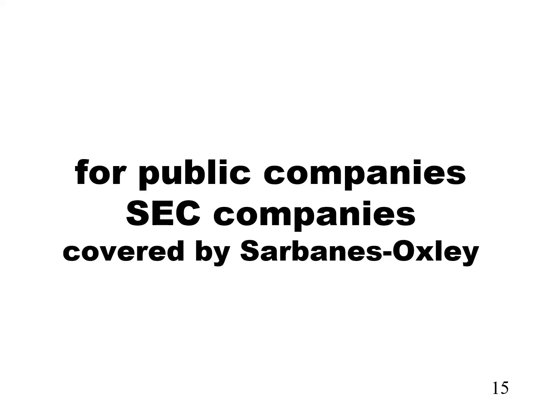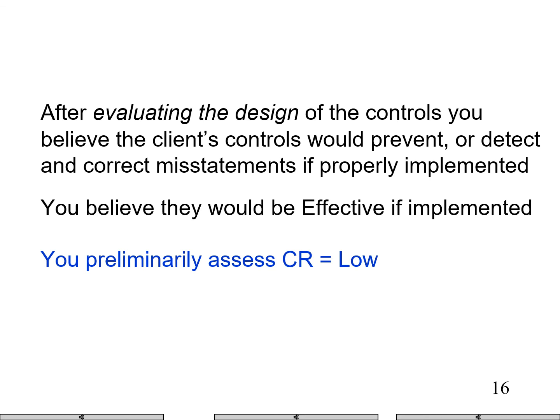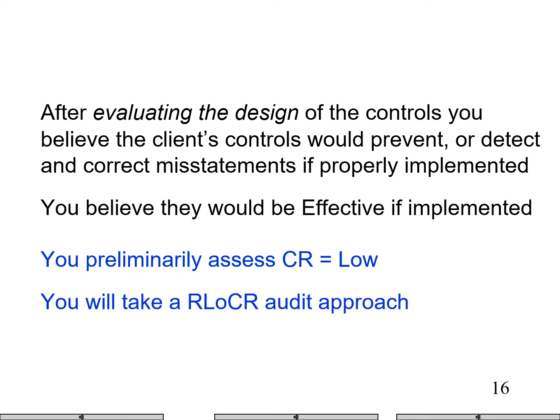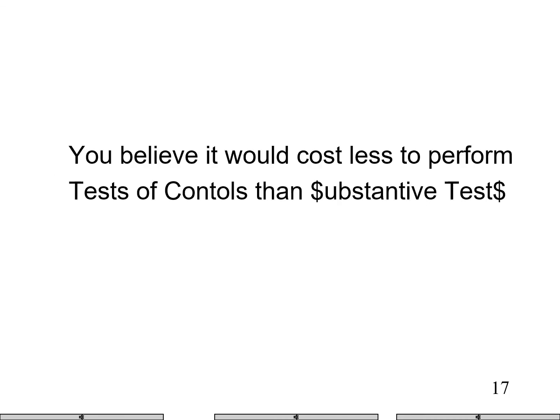Public companies. These companies are covered by Sarbanes-Oxley. They file with the SEC. After evaluating the design of the controls, you believe they would prevent or detect and correct. We believe they will be effective. We preliminarily assess control risk is low. We're going to take a reduced level of control risk approach. You believe it will cost less to perform tested controls. Good, that's what we're hoping for. We'll take a reduced level of control risk approach.